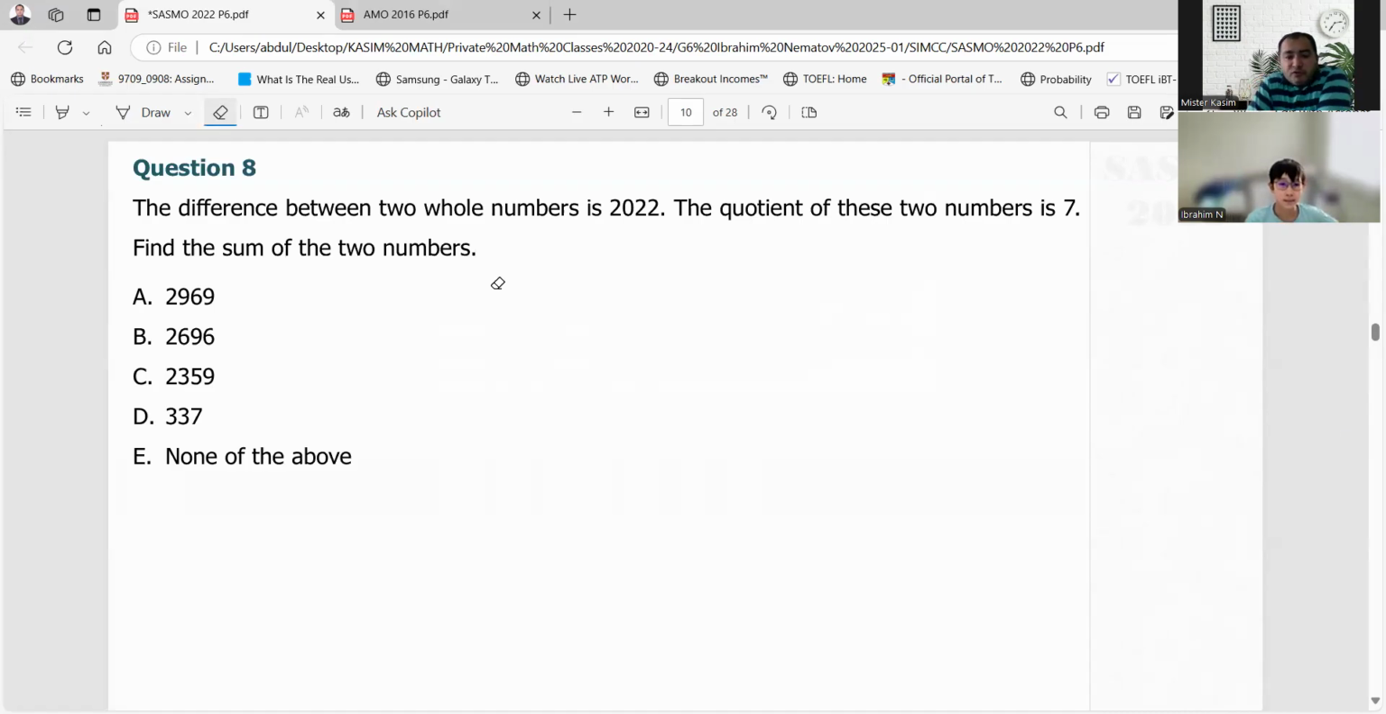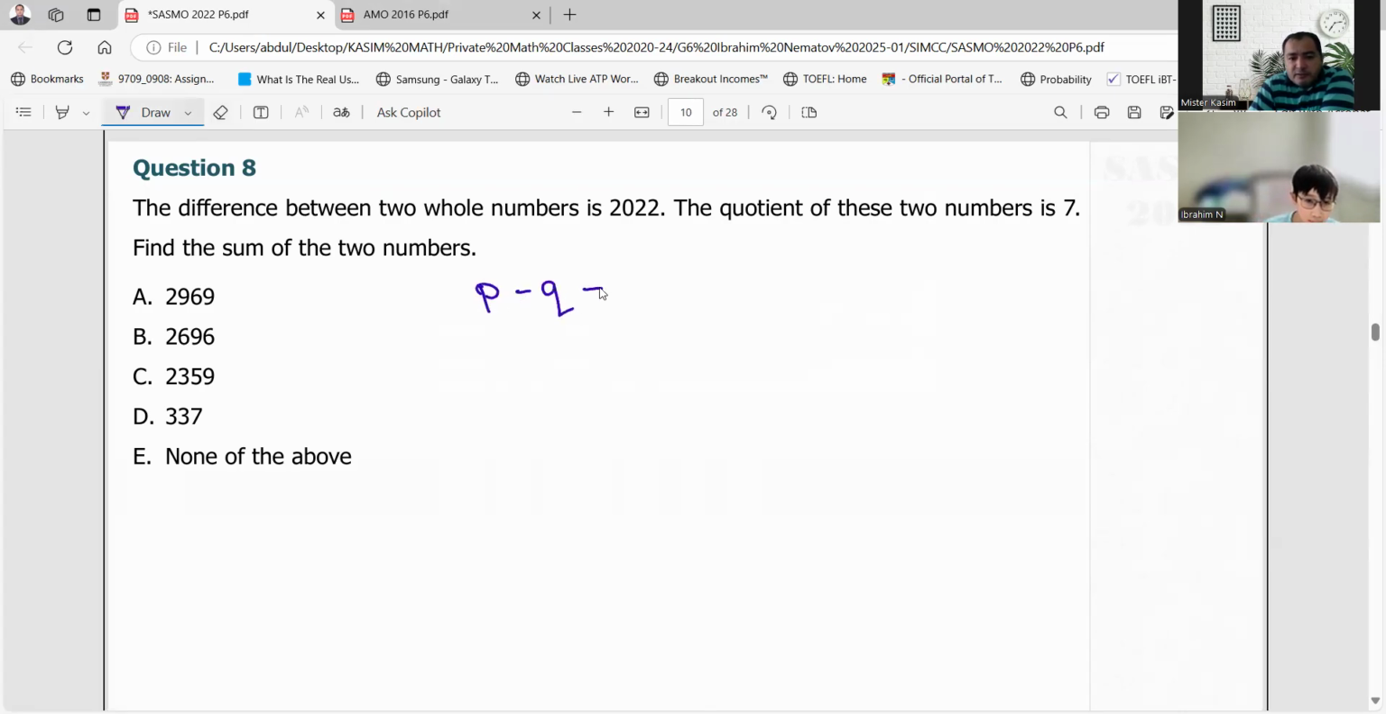So the difference between two whole numbers, suppose that is P minus Q, so that's equal to 2022. The quotient of these two numbers is 7. That means the quotient means division. When you divide P by Q, you get 7. Find the sum of these two numbers.